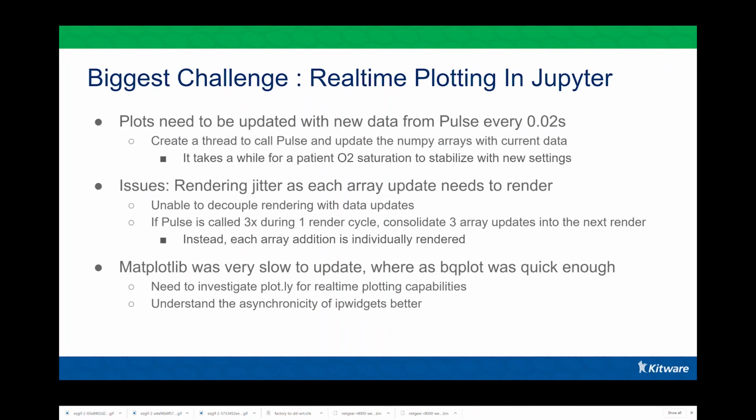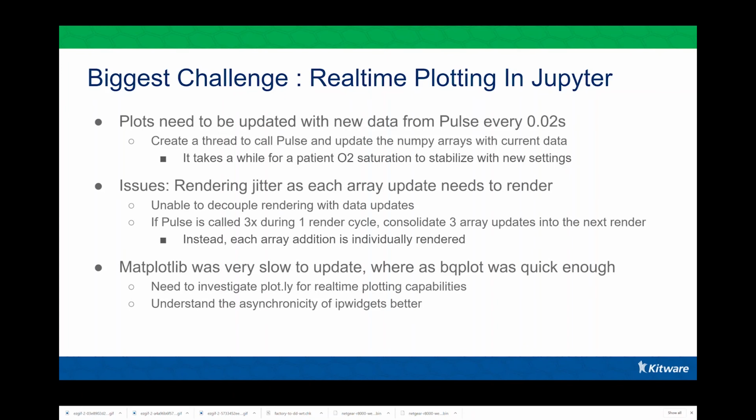So the biggest challenge in implementing this was the real-time plotting in Jupyter. That was pretty difficult. There was a decent amount of Stack Overflow posts that I went through. But again, Pulse is a bit different. The plots need to be updated with new data every 0.02 seconds. So I created a thread, pulling data from Pulse, putting it into a NumPy array, which BQplot would then take and render. So you can notice a little bit of jitter, and each array update has to render.